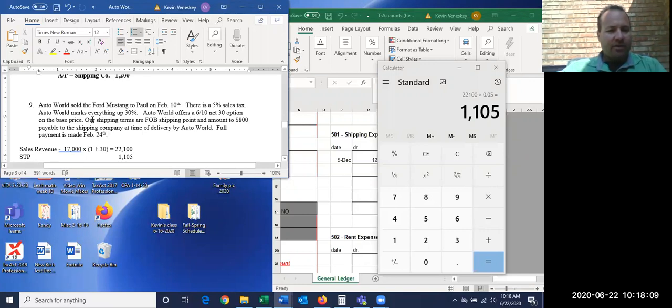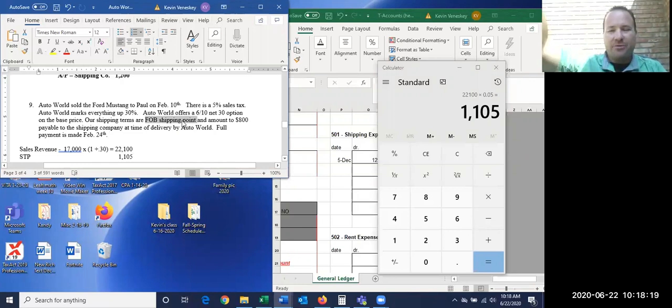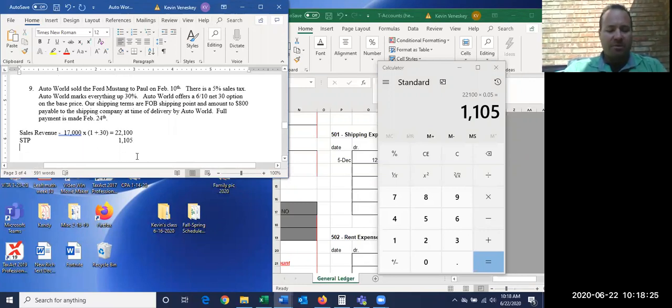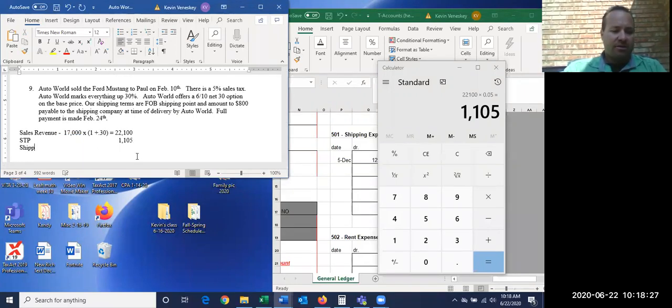And then we have shipping terms. FOB shipping point. That means free to the buyer only until it gets to the shipper's point. The buyer then has to pay everything else. So we're going to be reimbursed for that. So I'm going to tack that on to the buyer's bill. Shipping, buyer, $800.